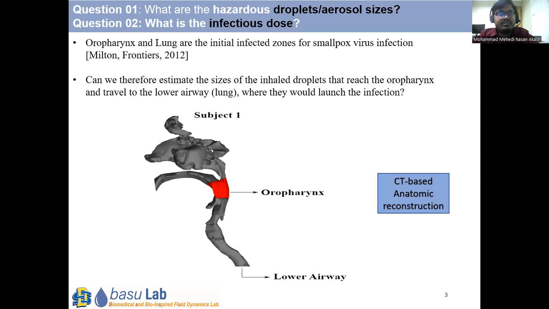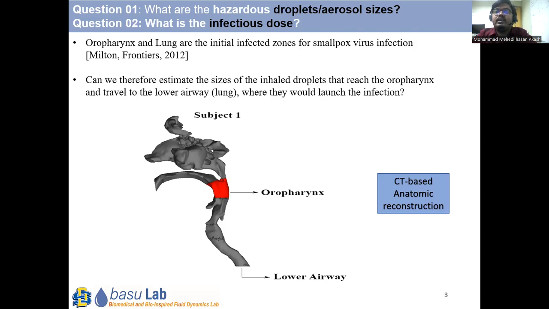To answer these questions, we first think about what we know about this virus. We know that the infected zones of the smallpox virus are the oropharynx and the lung. The oropharynx is marked as red in the visual of subject 1, and subject 1 is the CT scan based anatomic reconstruction. The oropharynx is the part of the pharynx behind the mouth. It consists of the walls of the throat, tonsils, last third of the tongue, and the soft palate. The lung has been shown as the outlet, which is marked as the lower airway. Here, particles will penetrate through the lower airway to the lung.